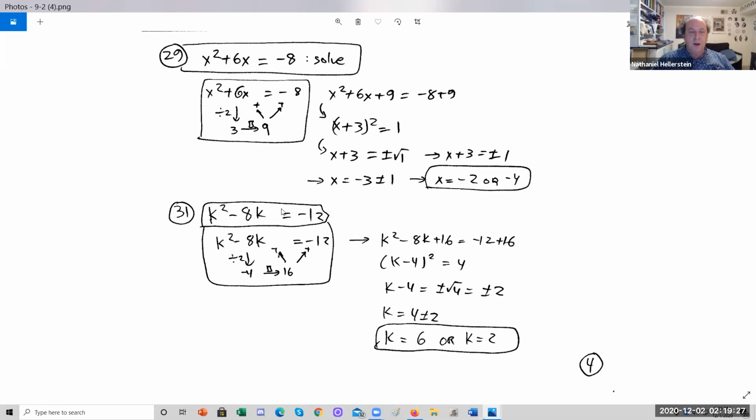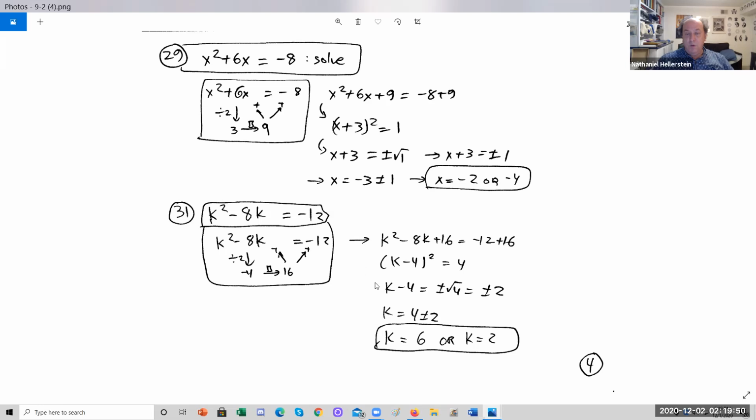You have k squared minus 8k is -12. All right, half of -8 is -4. Squared is 16. Add to both sides. k squared minus 8k plus 16 equals -12 plus 16. This left side is a square of k minus 4. And -12 plus 16 is 4. So k minus 4 squared is 4.